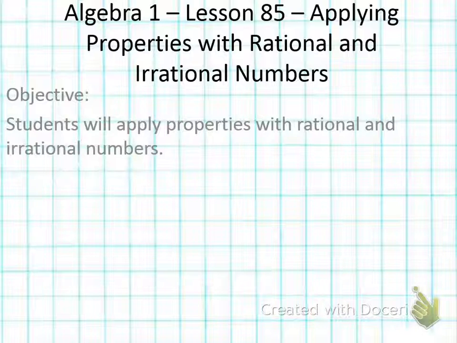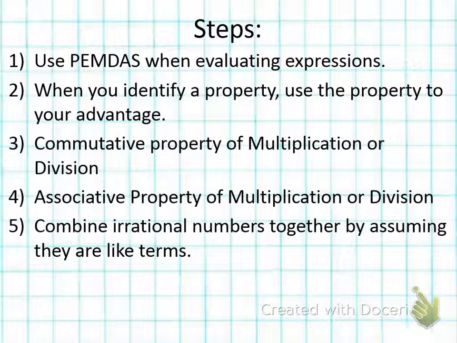Okay? So, here are the steps for today. Use PEMDAS, of course, when you're evaluating expressions. If you identify a property, use the property to your advantage. The commutative property is really important, and the associative property today. And then there's irrational numbers. We're going to talk about that a little bit more tomorrow. But irrational numbers, just treat them like terms. Pi is an irrational number. We use just pi as pi, so we don't write the whole thing out, 3.14 or whatever it is.